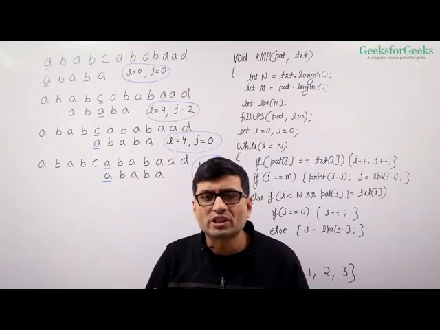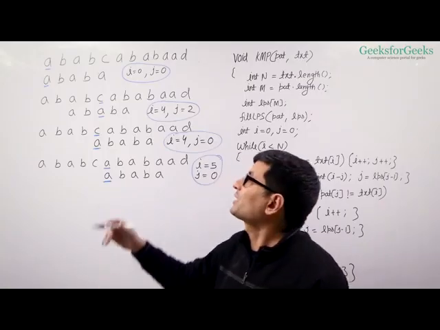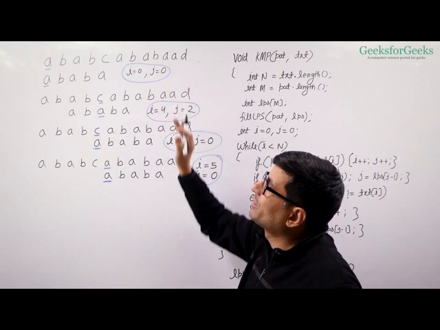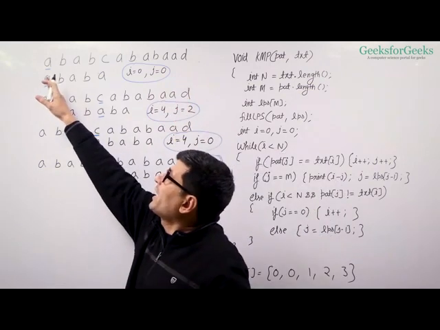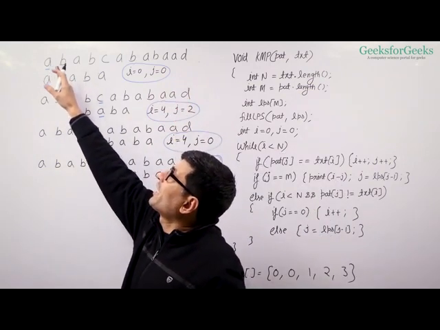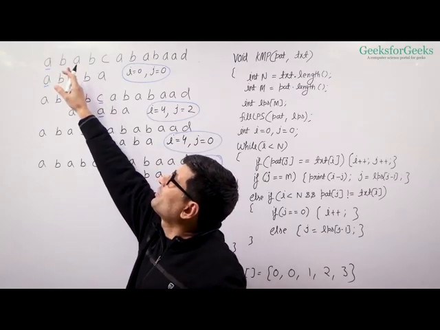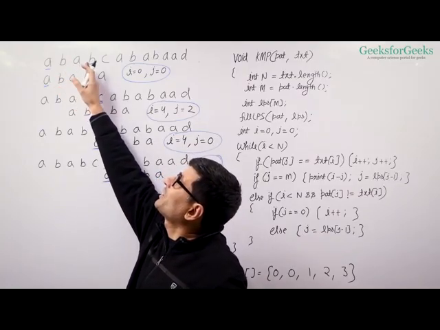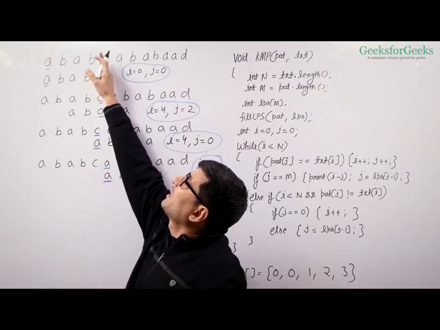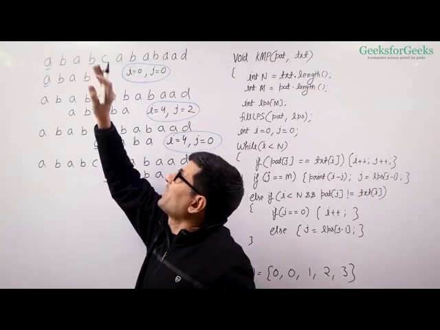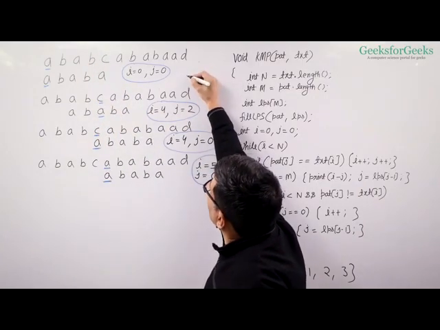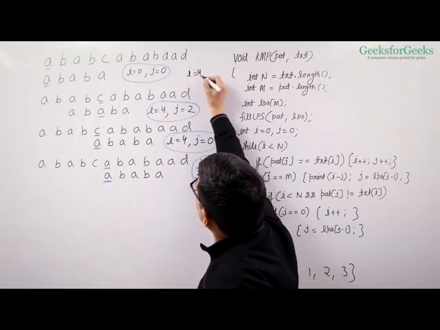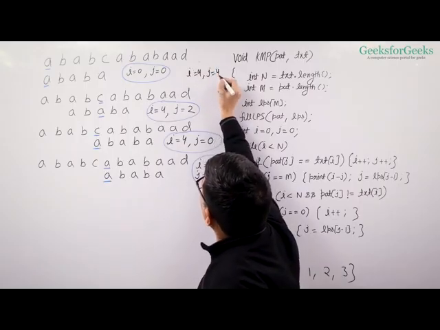I have rewritten all these steps for your reference. We started with i equal to 0 and j equal to 0. They matched. So we incremented i and j both, then again matched, so we incremented i and j, again matched, we incremented i and j. And this time they mismatched, right? So we saw a mismatch at i equal to 4 and j equal to 4, right?